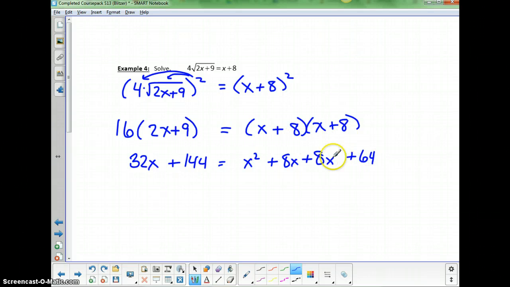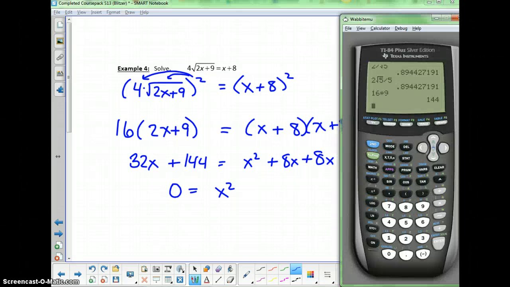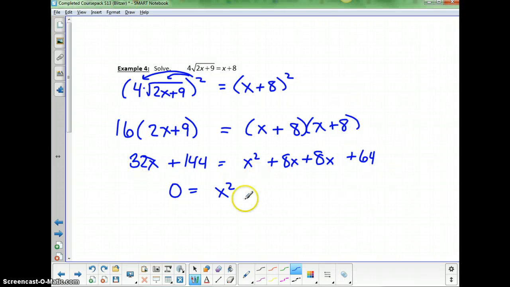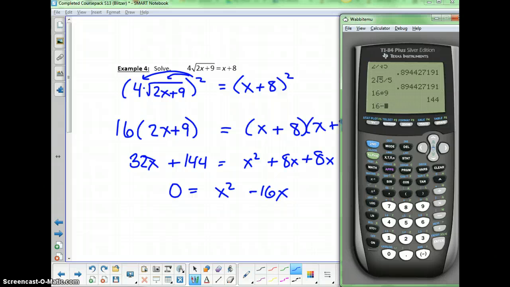Okay, I've got a squared term, so I want to get everything on the side with a squared term, get it equal to 0 so that I can factor to solve. So I've got x squared. What we're going to have next is, on this side we've got 8 plus 8, so 16, but we're going to subtract this 32 from the other side off, so I'm going to get 16 minus 32, or negative 16. 16 minus 32, so negative 16. Then we had 64, and we can subtract that 144 off of both sides, so we'll get minus 80.